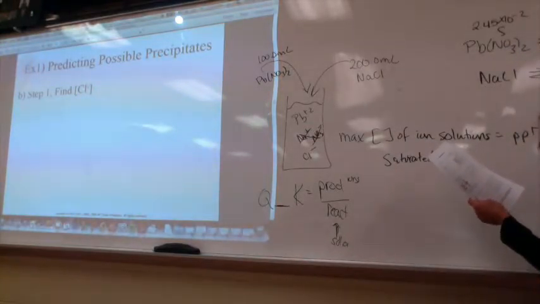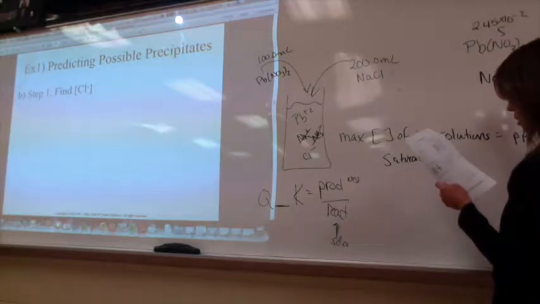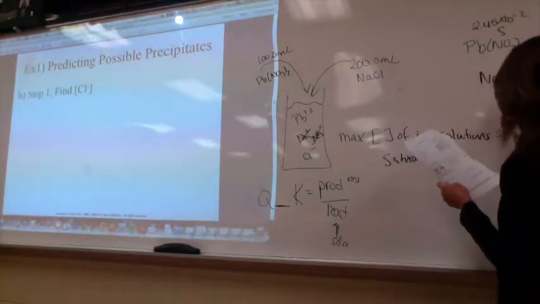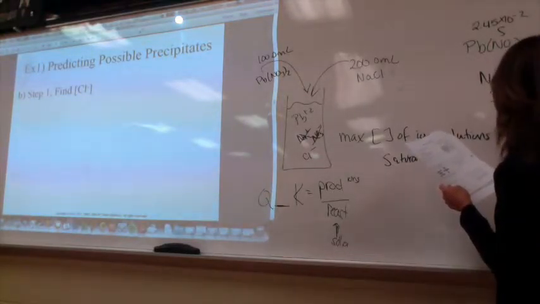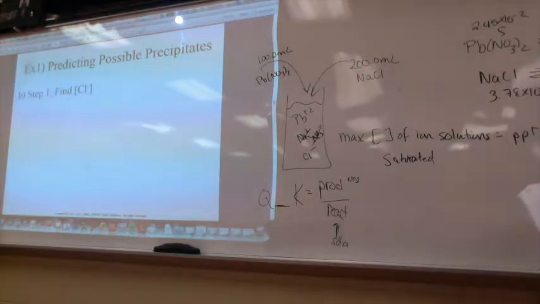My other reaction is the sodium chloride. I make Na plus and Cl minus, and this concentration here is 3.78 times 10 to the negative 2. What's the concentration of sodium? Same thing. What's the concentration of chloride? Same thing, right? But we don't need the chloride because they're spectator. This is in 200.0 milliliters.